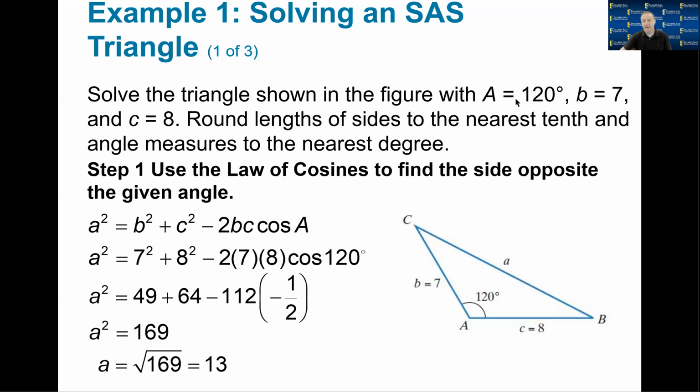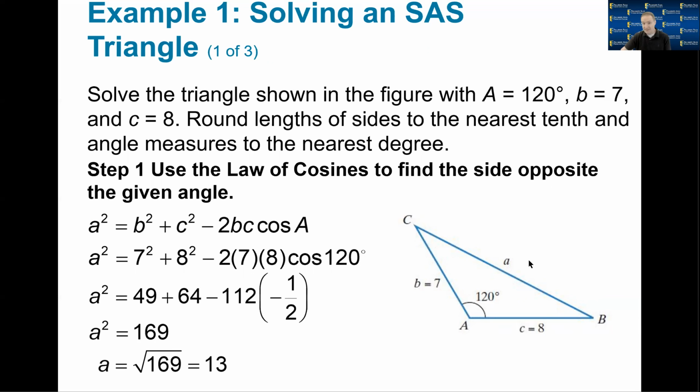So let's say in this case, I give you angle A is a 120-degree angle, and then you're told that side B is 7, side C is 8. You can see, yeah, this is the law of cosines because we know the angle that's in between two sides.